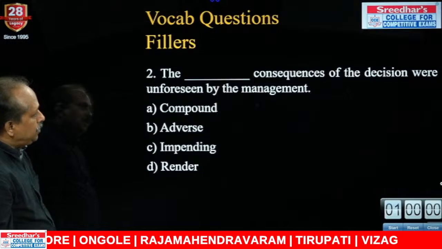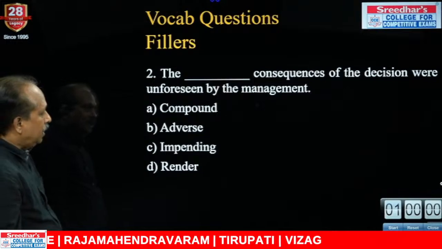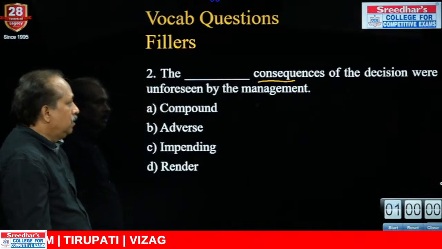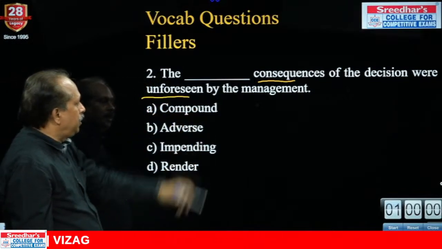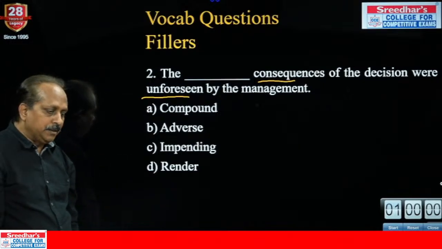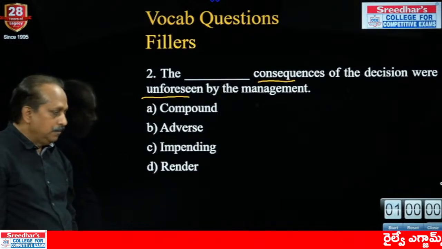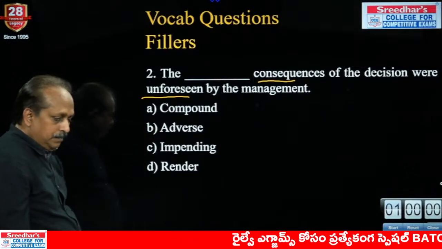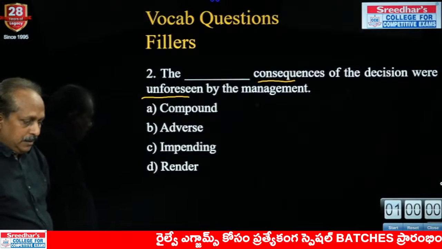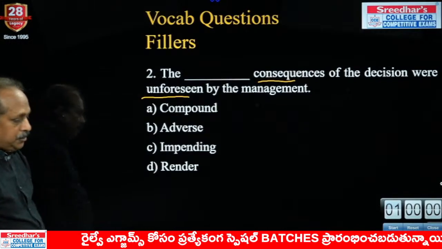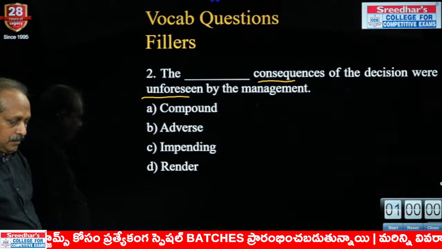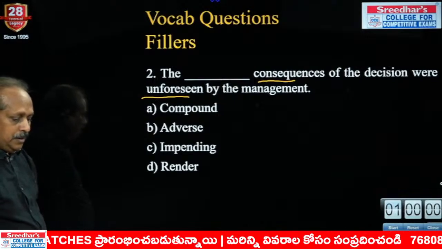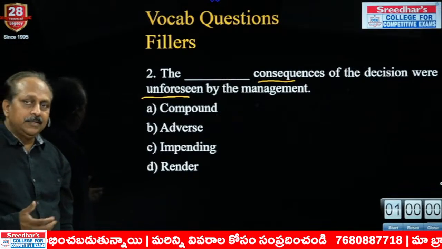The consequences of the decision. The clue for you, consequences. What sort of consequences? Were unforeseen by the management, not expected by the management. Compound, adverse, impending, render. Sandeep says B, adverse consequences. Adverse means, Swati, negative. Erratic means unpredictable.